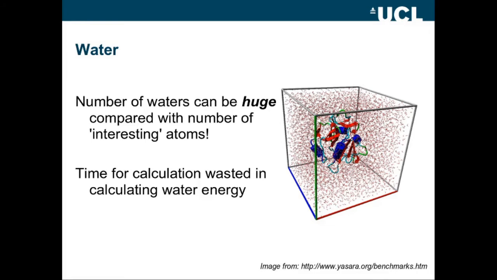And indeed, the number of waters can be absolutely huge when compared with the number of kind of interesting atoms. So what I'm showing on the right there is a protein embedded in a box, and all those little red and white bits scattered around here are water molecules. So we actually end up having to waste a huge amount of time calculating the energy of water. Now, we can miss out the water. We can do a simulation in vacuo, but this really reduces the accuracy hugely.